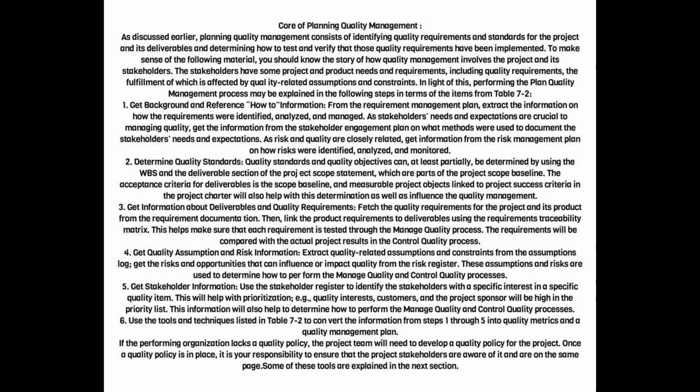6. Use the tools and techniques listed in Table 7.2 to convert the information from steps 1 through 5 into quality metrics and a quality management plan. If the performing organization lacks a quality policy, the project team will need to develop a quality policy for the project. Once a quality policy is in place, it is your responsibility to ensure that the project stakeholders are aware of it and are on the same page. Some of these tools are explained in the next section.